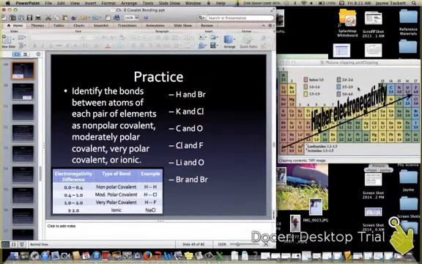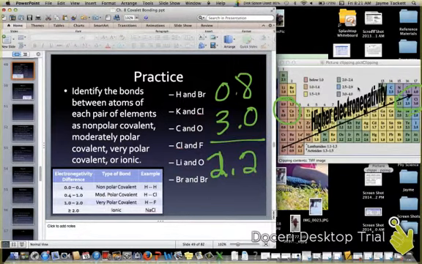Okay, potassium and chlorine. Potassium, we really don't need to do the math on this one, but potassium is 0.8. Chlorine is 3.0. Alright, so the difference between 0.8 and 3.0 is 2.2. So if we come over here and we look it up on the chart, greater than 2 gives you ionic. Now we really didn't need to do the math on that one because we should remember the definition of ionic and covalent bonds. As soon as you saw potassium there, you shouldn't have even had to do the math because metals can only make ionic bonds. Metals do not make covalent bonds. So we should have been able to do that, but the math proves that we were correct.